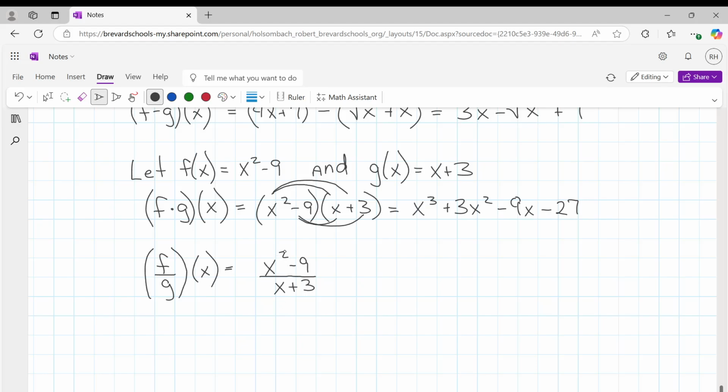And when you're dividing and you've got something squared up here, you got to factor first. Okay, so we need to factor this numerator. X squared minus 9 is equal to x plus 3 times x minus 3. And then we just move this other x plus 3 over. So now when you simplify, these x plus 3's cancel each other out, and you're left with x minus 3.